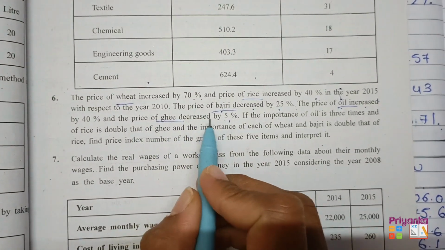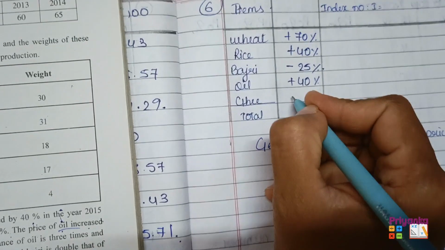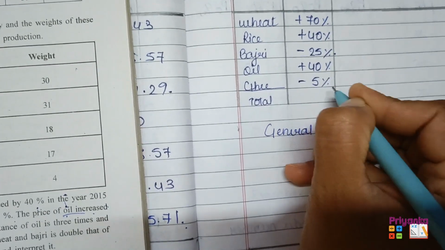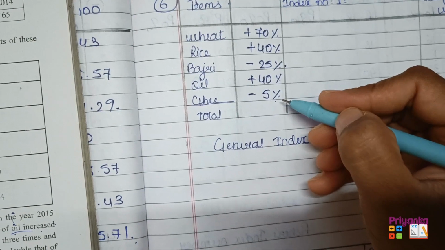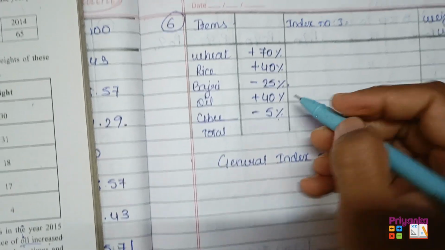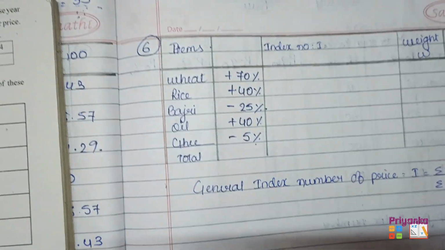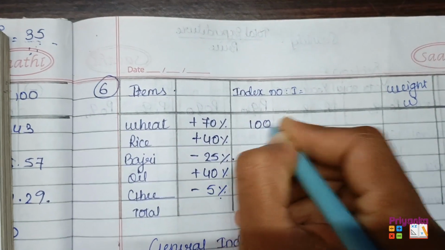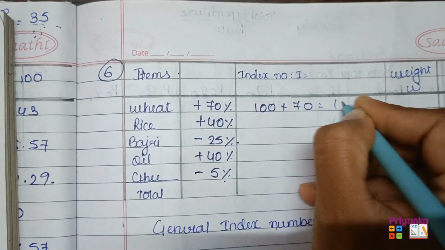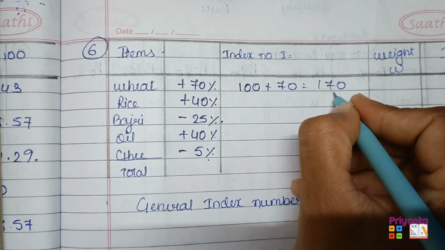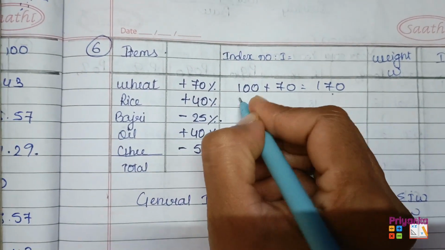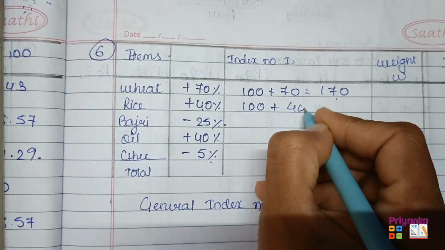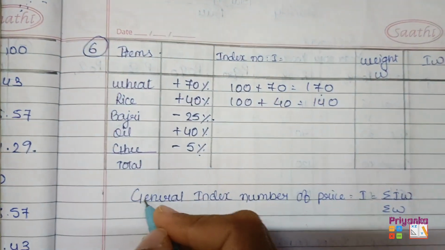And the price of ghee decreased by 5%. So here we'll keep minus 5%, which is going to be reduced. Now these percentage changes will be done with the 100%. So if I make the change, 100 plus 70, that is 170, the index number we get for the wheat. Next, for the increase of 40% means 100 plus 40% we get 140%.